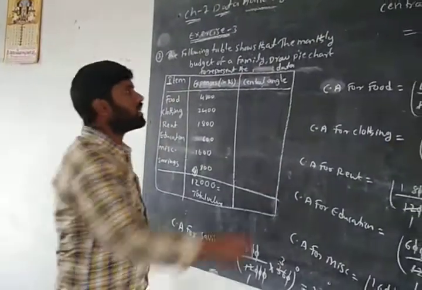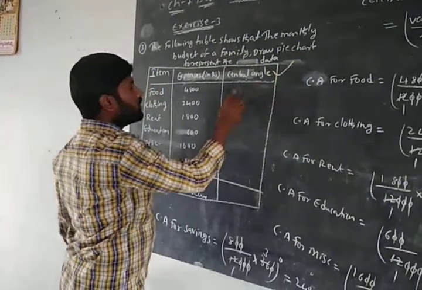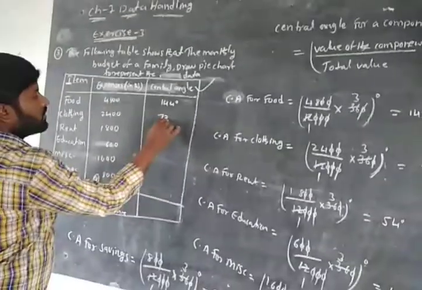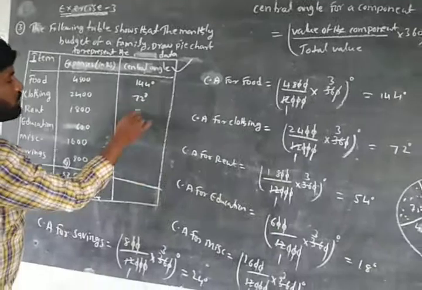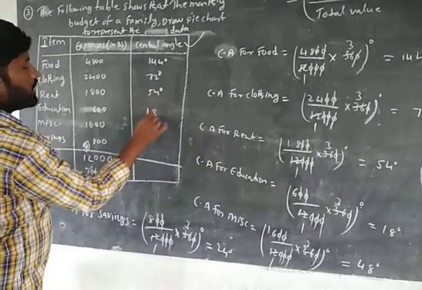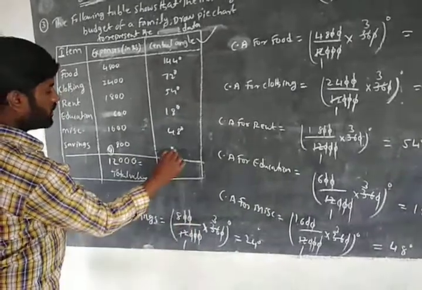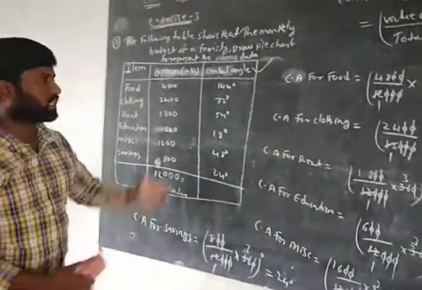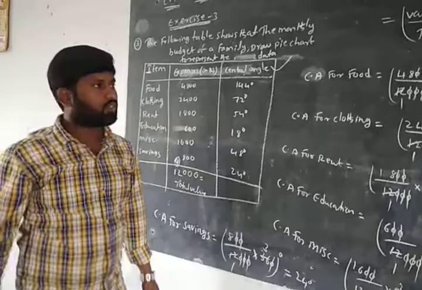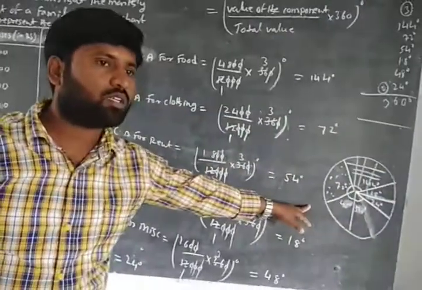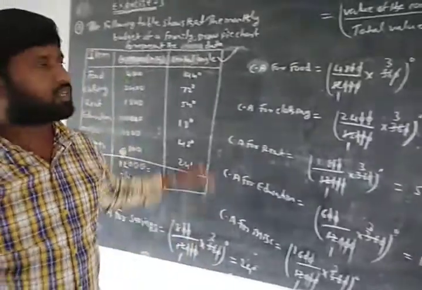So in the central angle column, you write 144 degrees, 72 degrees, 54 degrees, 18 degrees, 48 degrees and 24 degrees. Like this, fill the table. Afterwards, by using the central angles, draw the pie chart. You will get the required answer for this question.